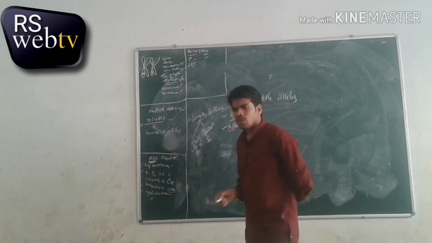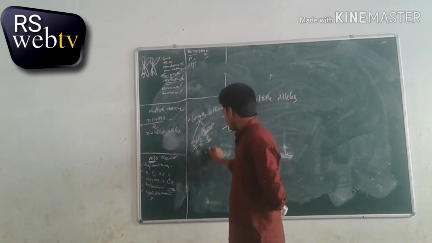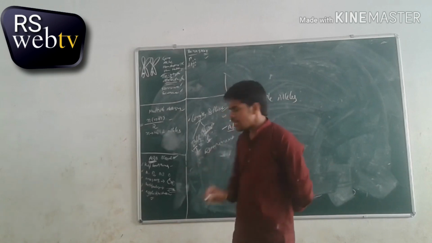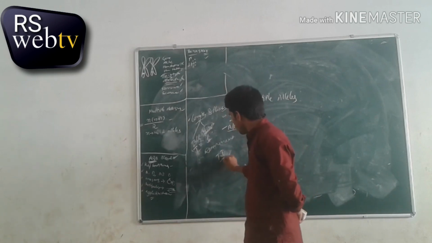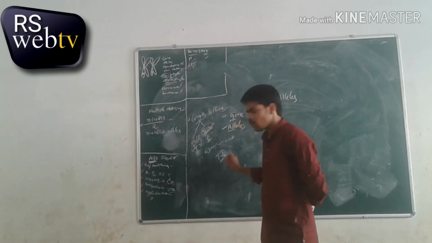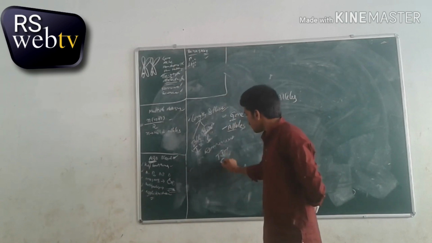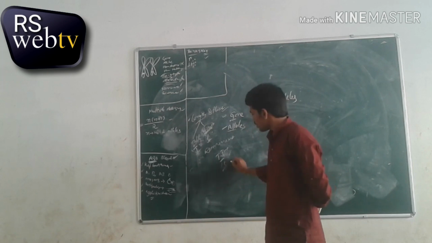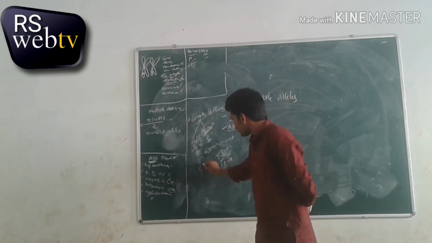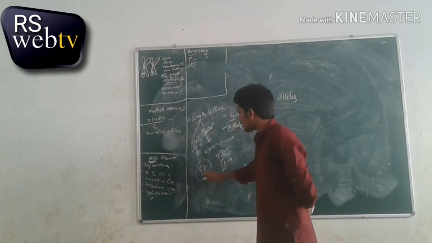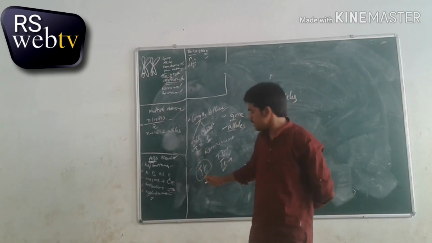Now, come to the another word, dominant character. If the two alleles are like this, both are indicating tall plant, so a tall plant will be produced. If the alleles are like this, both are indicating short plant, so a short plant will be produced. Now, what is the fate of this genotype?